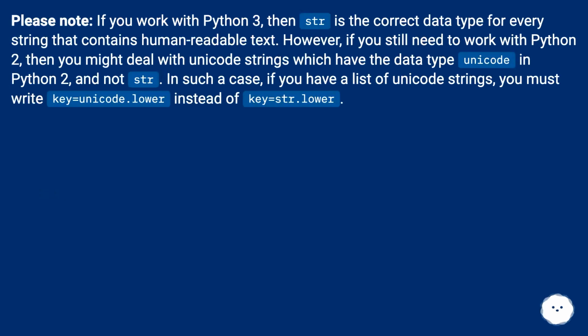Please note, if you work with Python 3, then str is the correct data type for every string that contains human-readable text. However, if you still need to work with Python 2, then you might deal with Unicode strings which have the data type unicode in Python 2, and not str. In such a case, if you have a list of Unicode strings, you must write key equals unicode.lower instead of key equals str.lower.